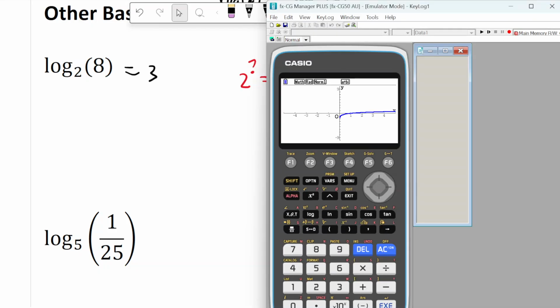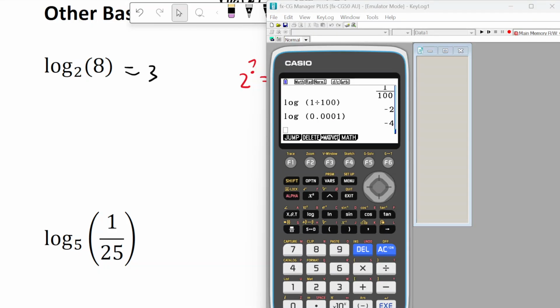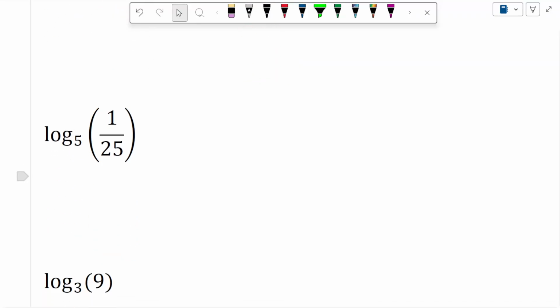I believe there's a log base button on your calculator. If you jump into normal calculator mode, hit F4 for math, and then you've got log AB. That gives you log in any base. So we put in 2 and 8, and that gives you 3. And we can check the next one straight away. Log base 5 of 1 over 25 should give you minus 2. I'm hoping that makes sense because 5 to the power of minus 2 would give you 1 over 5 squared.